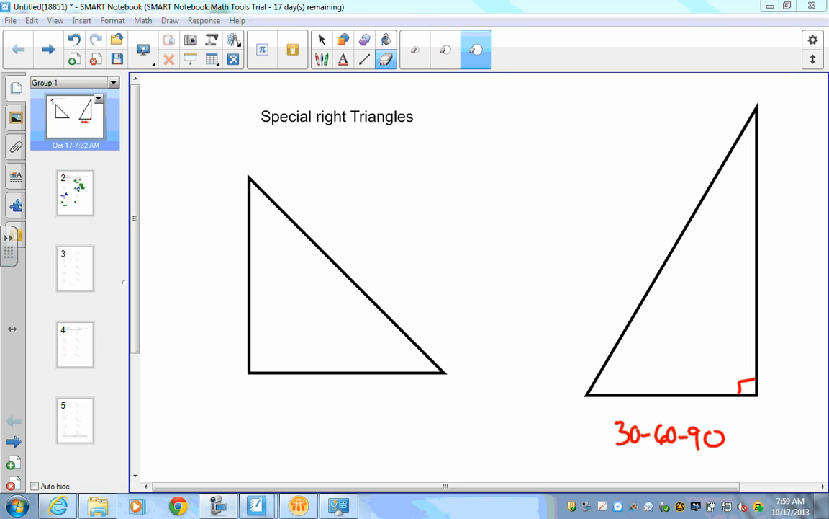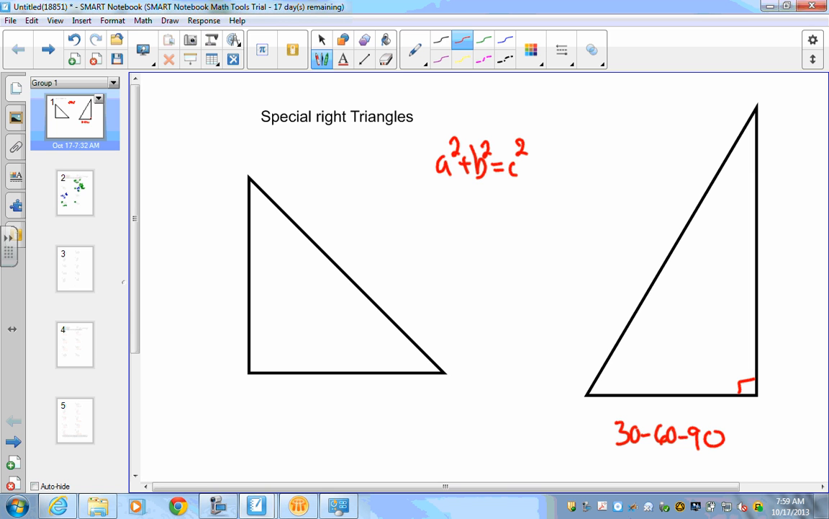Okay, geometry students, let's go ahead and get this finished out, okay? Special right triangles. Once again, you're dealing with right triangles, so you have a squared plus b squared equals c squared. You always have that, but let's talk about a 30, 60, 90 degree triangle, okay? This right here is the hypotenuse, this is a leg, and this is also a leg, okay?